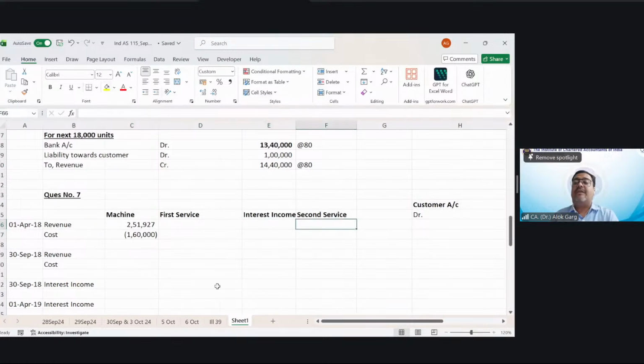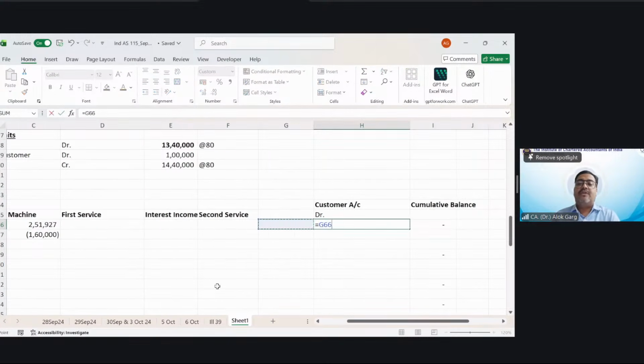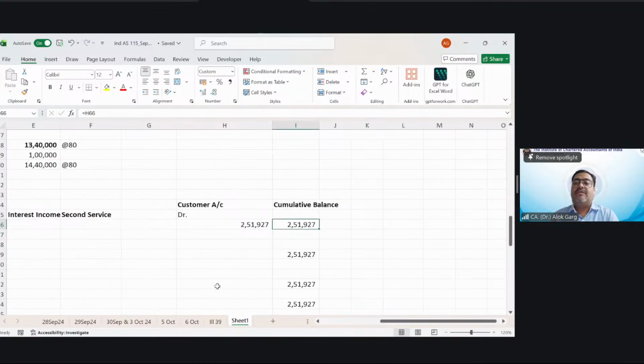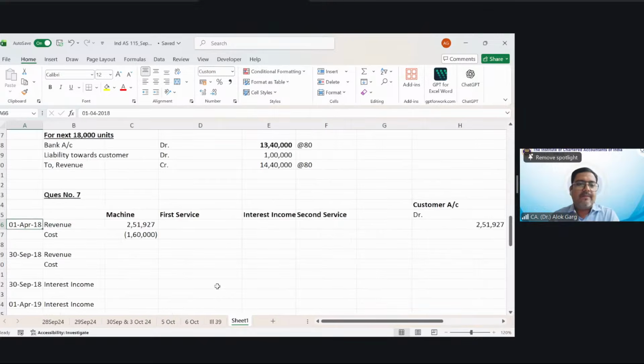And what is the accounting entry? Customer account debit to revenue, right? What is the closing balance of the customer? 251927. Listen, on 1st April 18, the customer has not paid the money. Okay. Now, the time period of the first service has come.